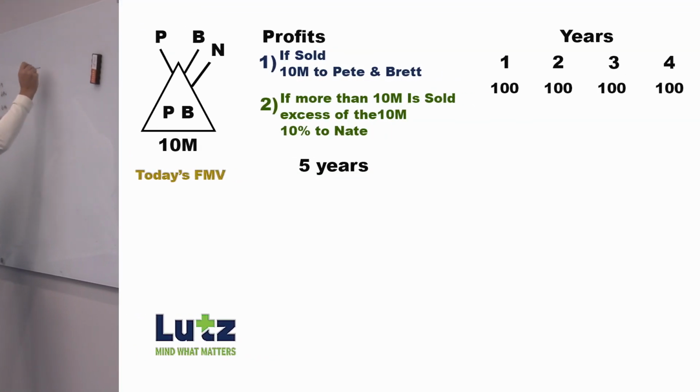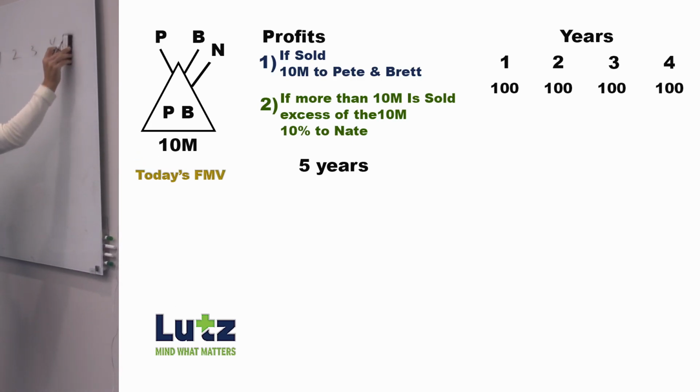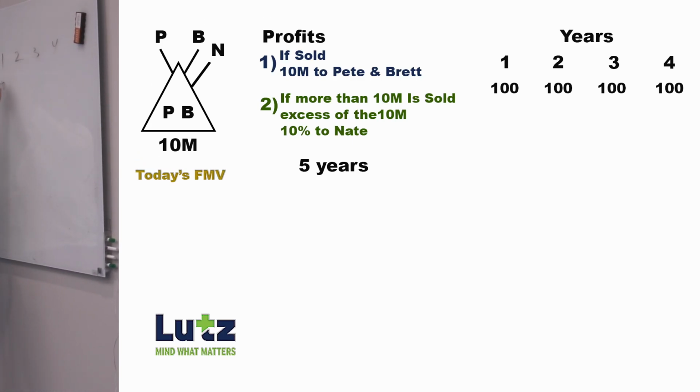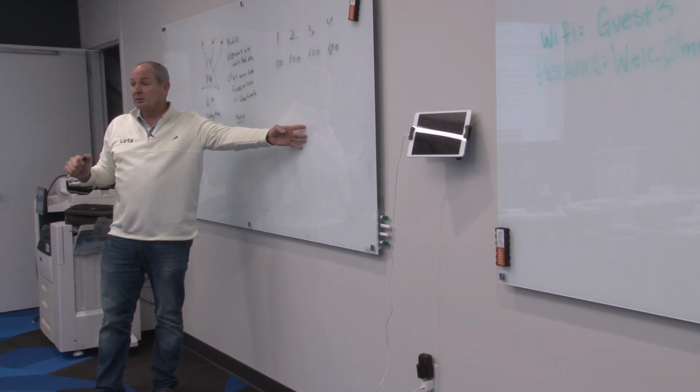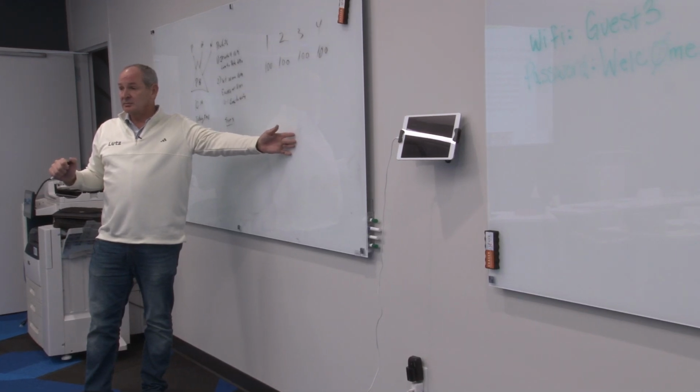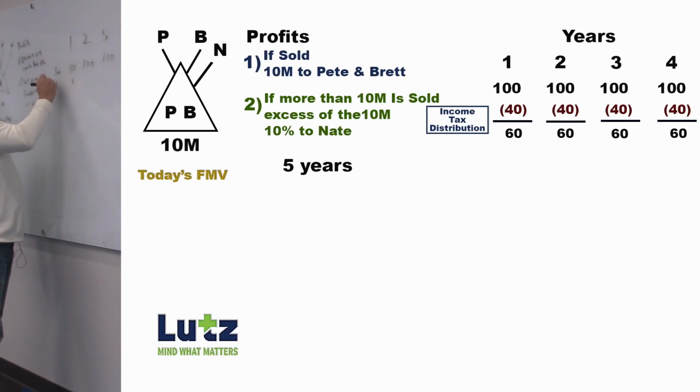So, but what happens if we have Nate, years 1, 2, 3, 4. There's $100 of income that's allocated to Nate every year. If that's true, Hoffman, do we make a tax distribution? If Nate has made the 83(b) and we have $100 of income years 1 through 4, do we make a tax distribution to him? Yes. We do.